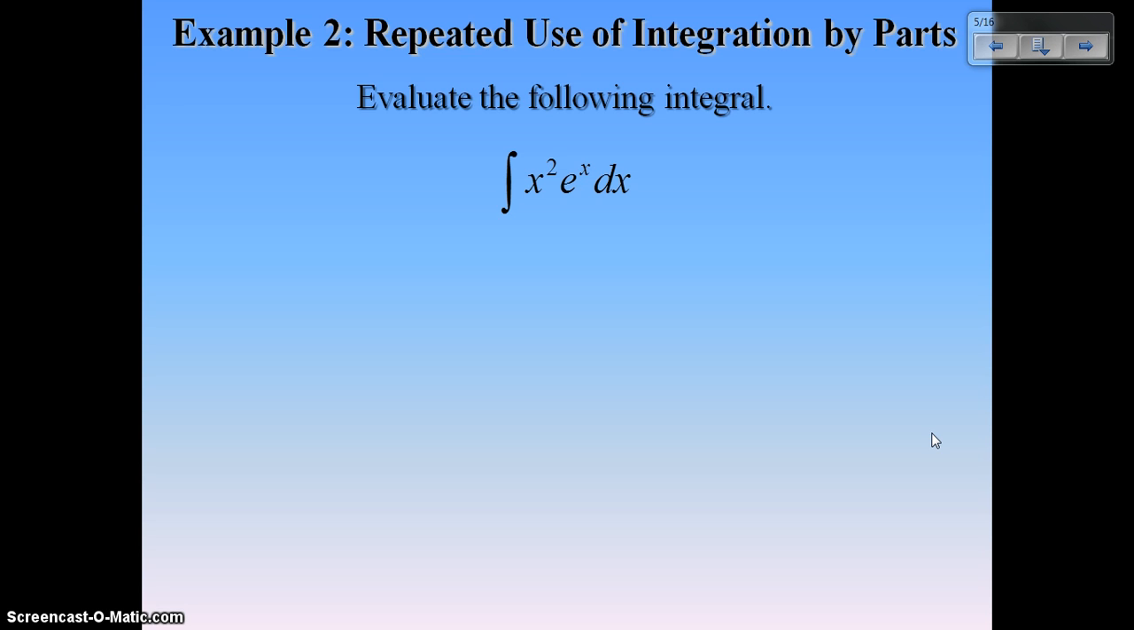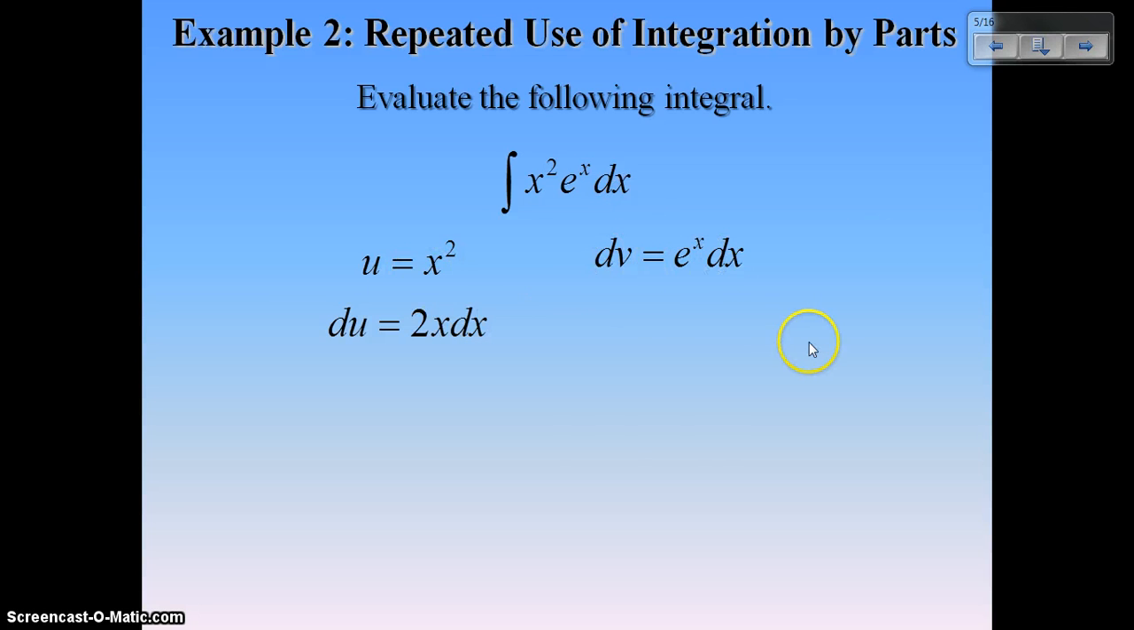Sometimes you have to repeat integration by parts. You'll simplify it down to a certain point, but then it needs to be simplified further, such as this one. Now again, if I were to pick x squared as my dv, the integral of that, x cubed over 3, would just become more and more complicated. Not only that, but the e to the x, if I'm taking the derivative of that, doesn't do anything. So let's flip-flop that around and let u equal x squared, which means du is 2x dx. dv is e to the x dx. It's the part that's left over.